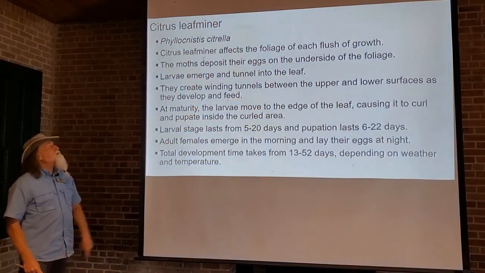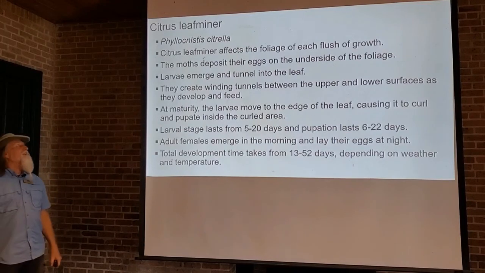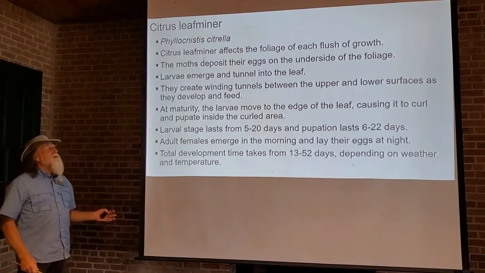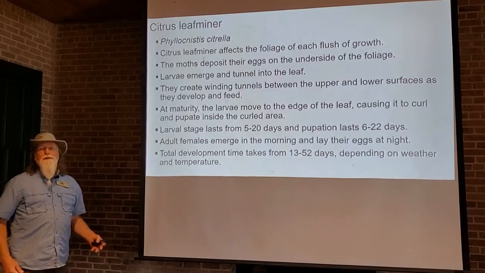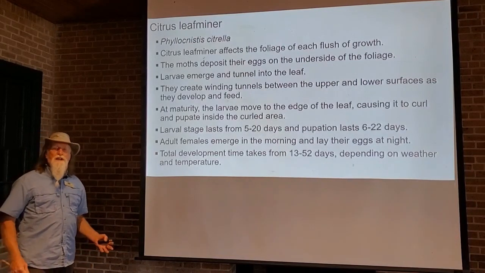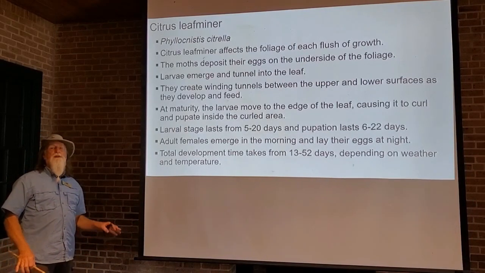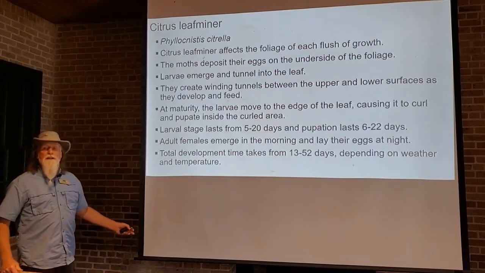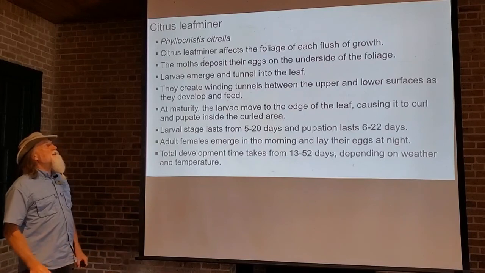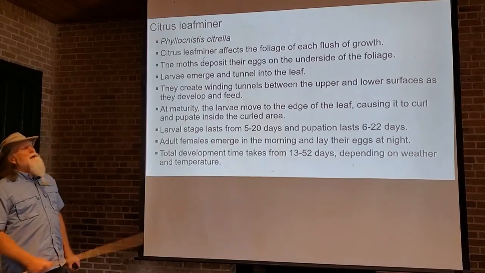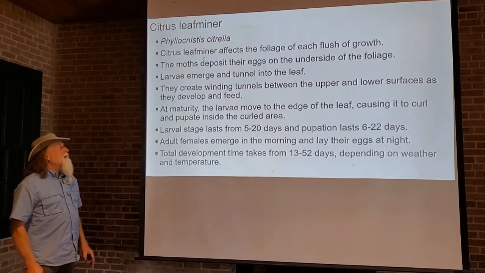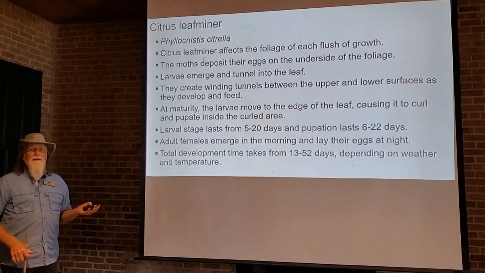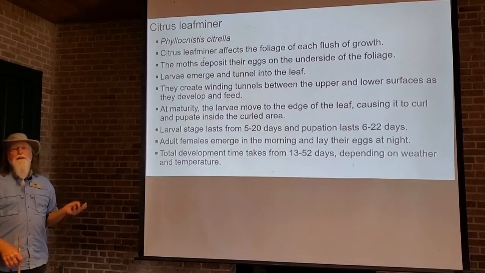Now the citrus leaf miner, or Phyllocnistis citrella, affects the foliage each time new growth comes out. It loves that nice tender new growth; that is where leaf miners do most of their damage, and when they usually lay their eggs. So each time there's a flush of growth, you're probably going to have leaf miners show up. The leaf miner is actually the caterpillar of a moth.